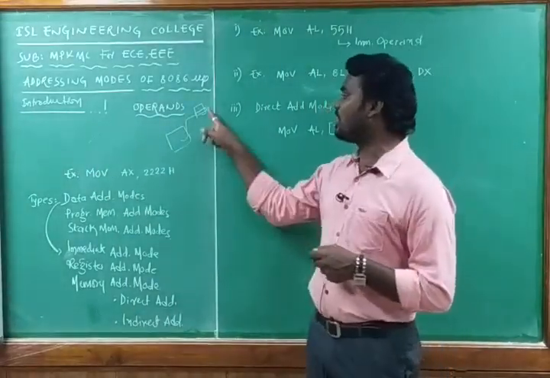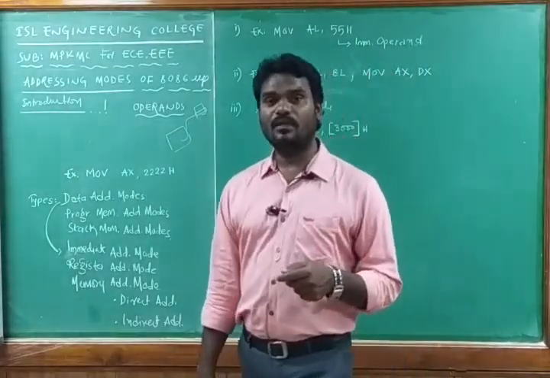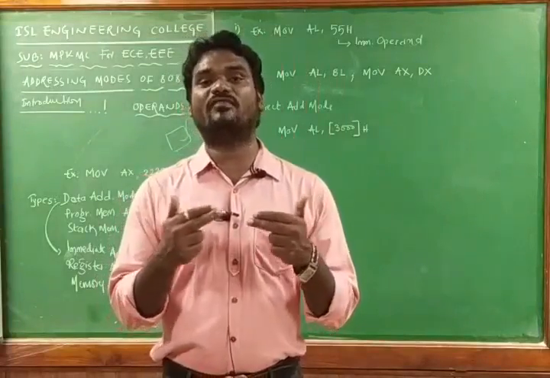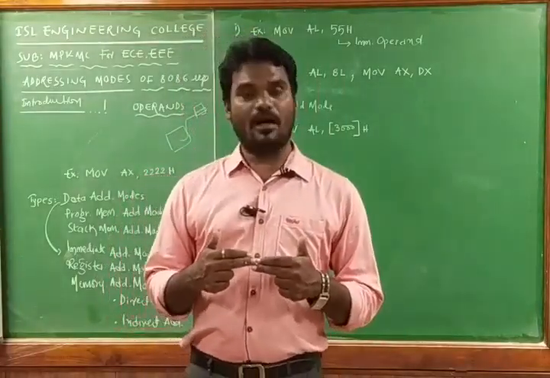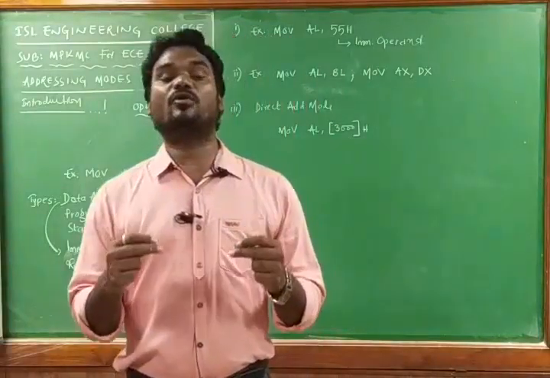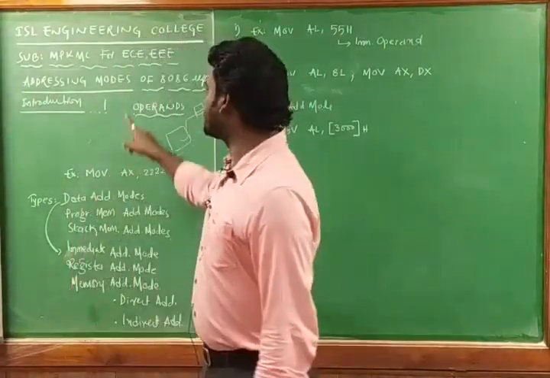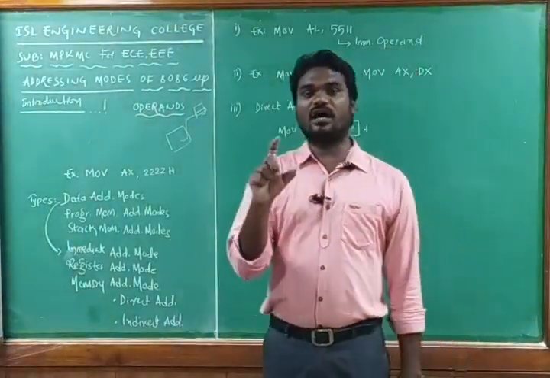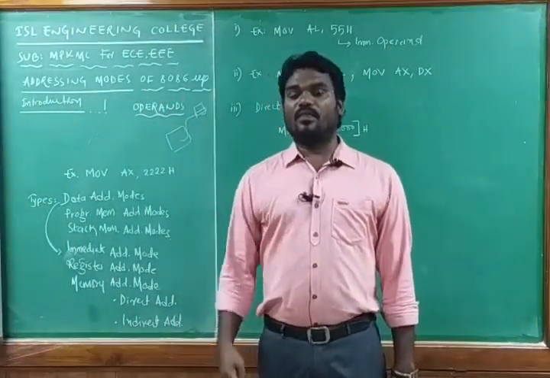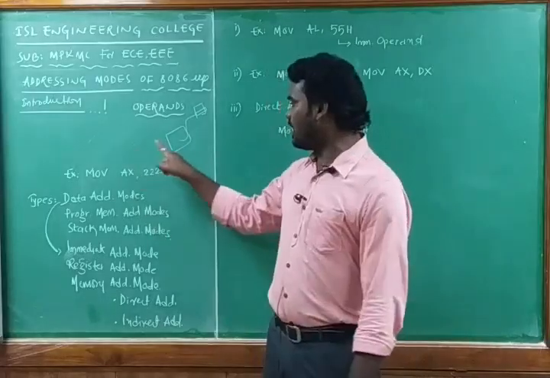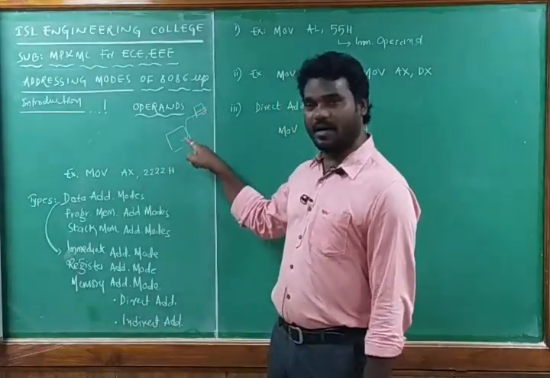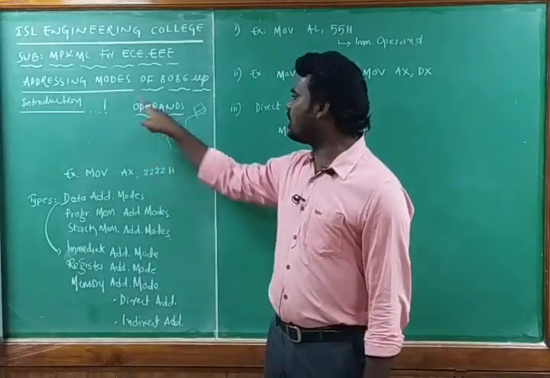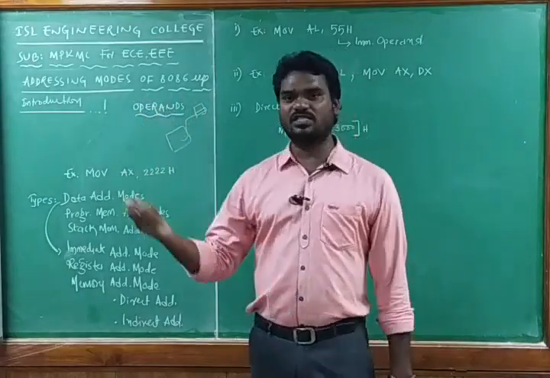The way of accessing the operand by the microprocessor is called addressing modes of 8086 microprocessor. Definition of addressing mode: the way of accessing the operand by the 8086 microprocessor is called addressing mode. Operand definition is very simple.